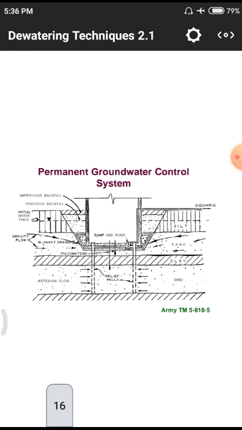First of all, in the previous class we discussed the permanent ground control system. In this permanent ground control system we have used this technique. Normally these techniques are prescribed by the American army. That means in American countries or foreign countries they have a huge number of natural calamities, and these natural calamities occur frequently in foreign countries.